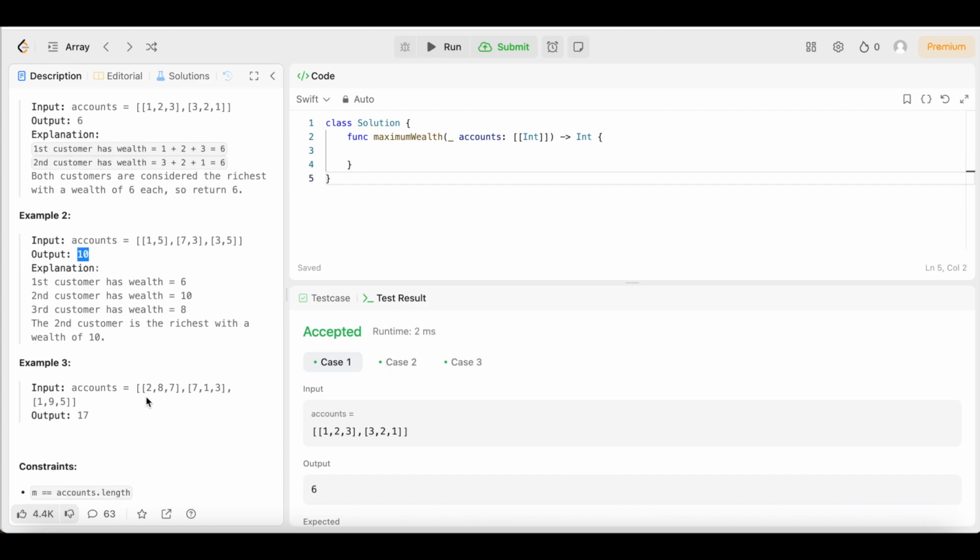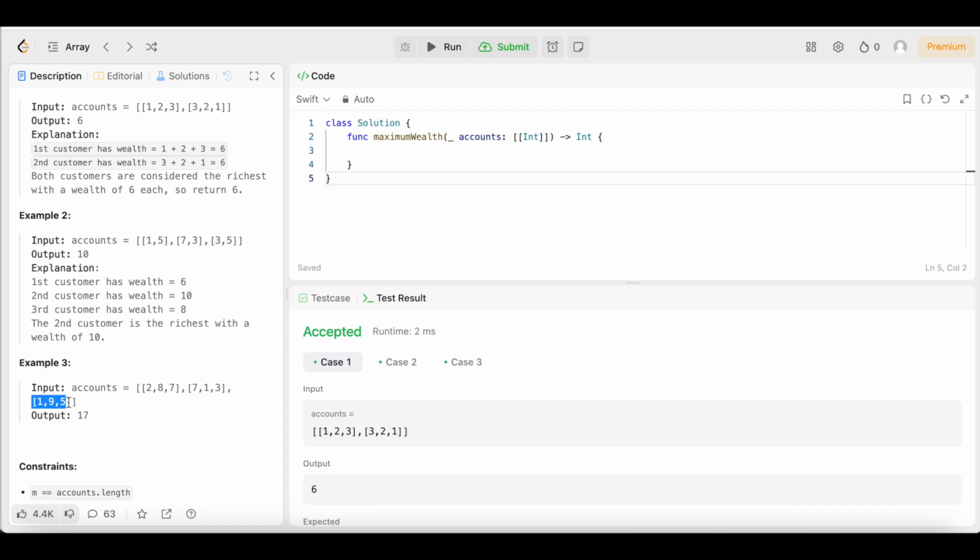Then let's look at example 3 just to really bring this home. We have the same thing. We have input accounts. It's the 2D array or m times n integer grid, and the first array has 2, 8, and 7. The second array has 7, 1, and 3, and the third array has 1, 9, and 5, guys. So let's look and add it up to see what we're working with. So the first customer has 2, 8, and 7. When you add 2 plus 8 plus 7, we get 17. Then the second customer has 7, 1, and 3. When we add 7 plus 1 plus 3, we get 11.